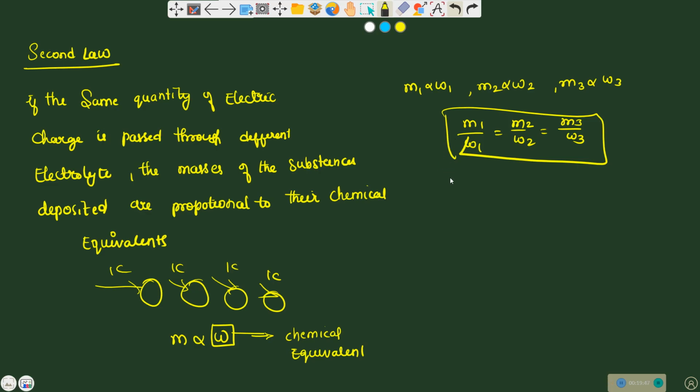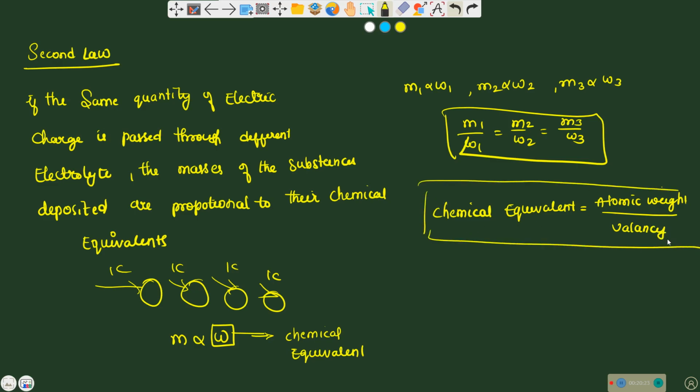the second law also. If we talk about the chemical equivalent, the weight in gram of a substance that combines with or displaces one gram of hydrogen is called the chemical equivalent. Simply remember this: chemical equivalent is equal to atomic weight divided by valency.